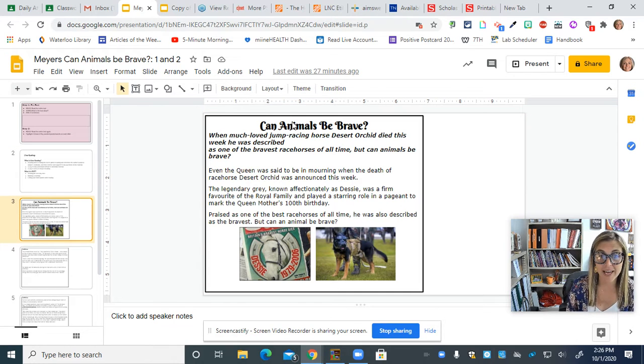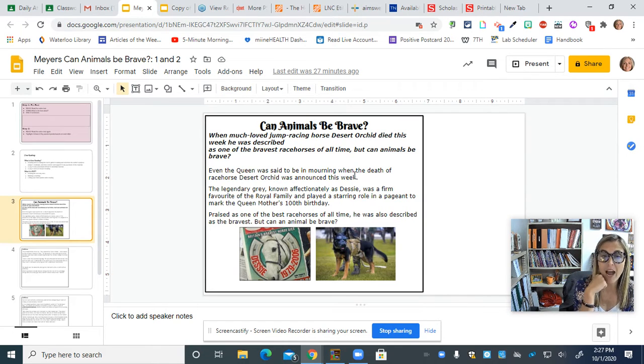So here's the first slide. Can animals be brave? When much-loved jump racing horse Desert Orchid died this week, he was described as one of the bravest racehorses of all time. But can animals be brave? Even the Queen was said to be in mourning when the death of racehorse Desert Orchid was announced this week. The legendary Grey, known affectionately as Desi, was a firm favorite of the royal family and played a starring role in a pageant to mark the Queen Mother's 100th birthday. Praised as one of the best racehorses of all time, he was also described as the bravest. But can an animal be brave?